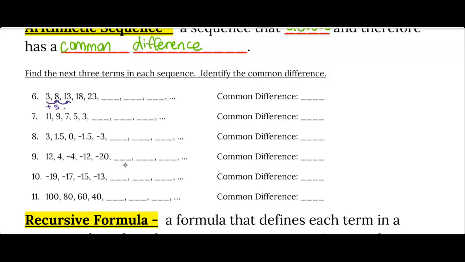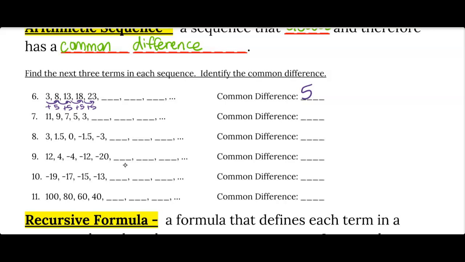So 8 to 13, we also add 5. 13 to 18, we add 5. And 18 to 23, we add 5. So our common difference here is what we are doing, and that is 5. Whatever you're adding is your common difference.